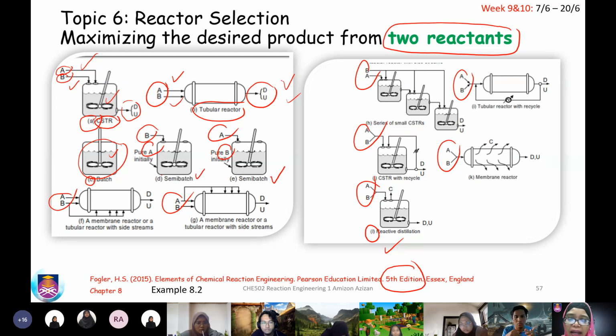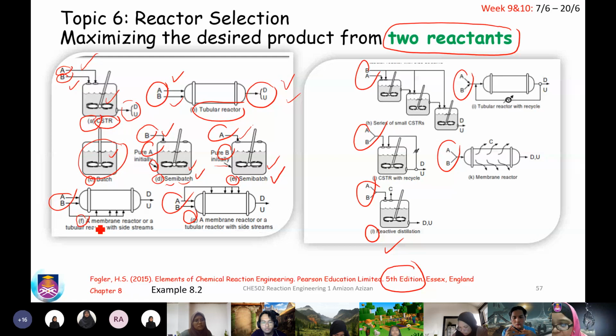Why is it called semi? Because for the D configuration, the first stream is pure A, being fed initially to the batch reactor. Then later on, B is added to the batch system. So we call it semi-batch. E is simply now not the A as pure, but the B as pure, which is initially added to the batch reactor, and later on A is added in a different, separate feed stream. So let us go to F and G.